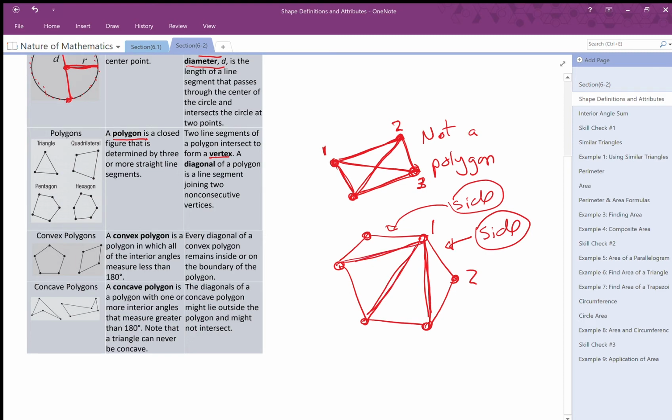Next, we have convex polygons. A convex polygon is one in which all the interior angles measure less than 180 degrees. A property of convex polygons is that every diagonal remains on the inside of the boundary of the polygon. So this is an example of a convex polygon.